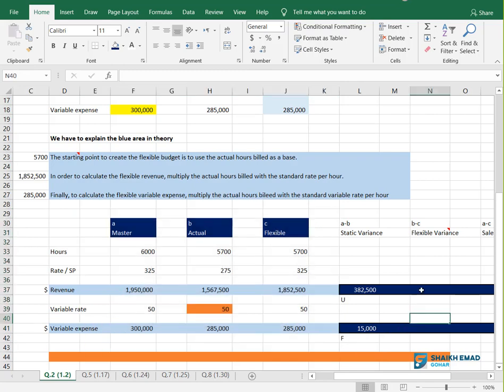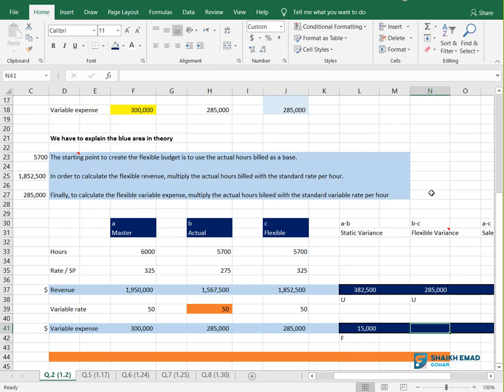Okay, what about the flexible variance? Remember how to get the flexible variance? We need to have the difference between flexible and actual. Let us see. Right? So we got to know how much? 285,000. So is this good or bad? How to remember this? Flexible means what should have been done. So we are saying you should have earned 1.8 million revenue. But actually how much did you earn? Only 1.5 million revenue. Again bad. Not good.